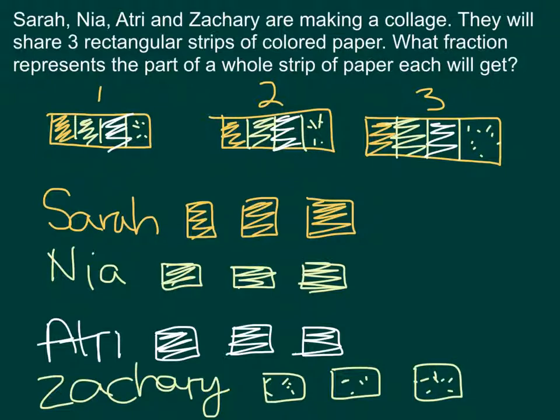So what we would say is that this is like saying 3 divided by 4. So each person is getting 3 of the 4 pieces. So when it says what fraction represents the part of a whole strip of paper each will get, it is 3/4.